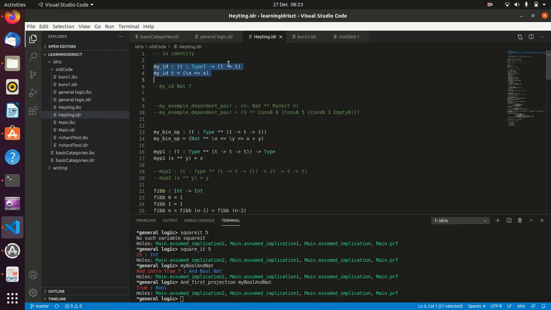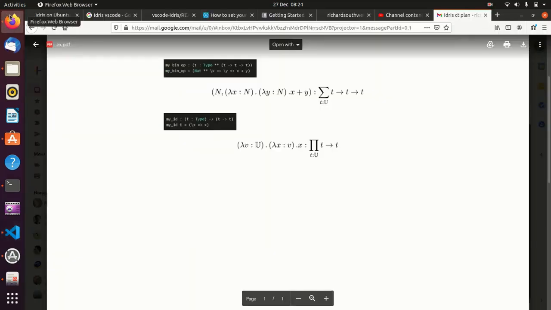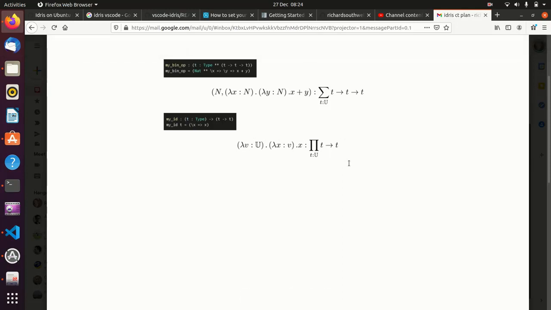So here's a way we can talk about the identity functions in Idris. We can say that this identity function takes in a type t, and then it gives us a function from t to t, and that function is the identity function. So if we do id of t, then that results in this identity function, lambda x dot x, essentially. And so we can see here what this identity function would look like in type theory at the bottom. And so you can see that we can essentially encode pi types using this Idris syntax.